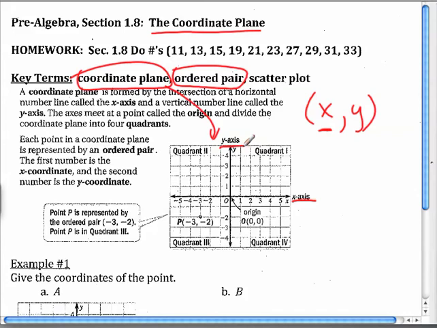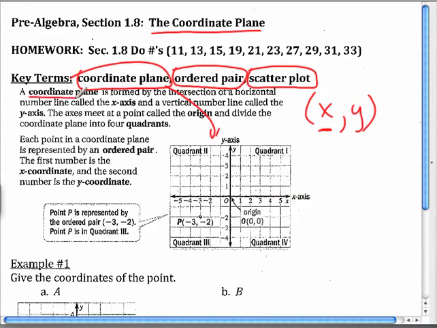Okay? Now, we're going to see a scatter plot later. But a scatter plot deals with real-world data. Okay? And we plot it on a graph to see if we can notice any trends that are happening. Are the numbers always going up? Are they always going down? Are they all over the place and we can't figure out anything from it? Okay? That could also happen.